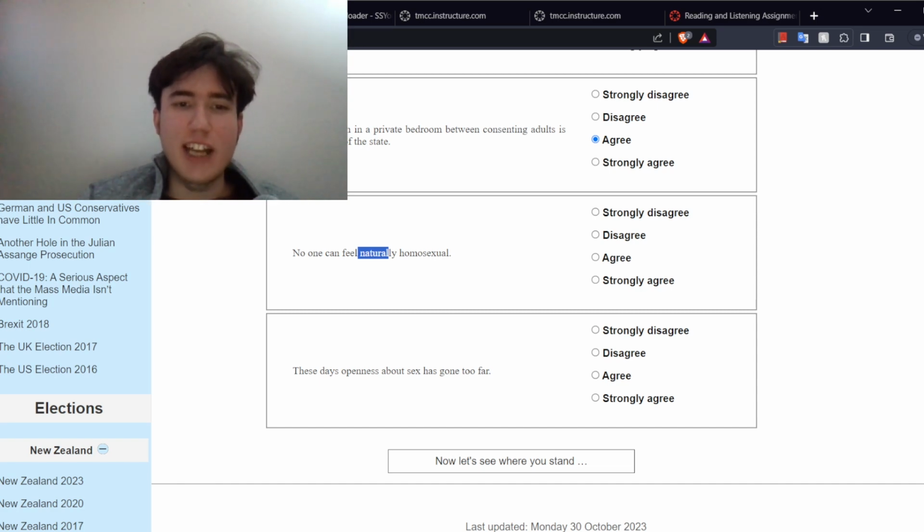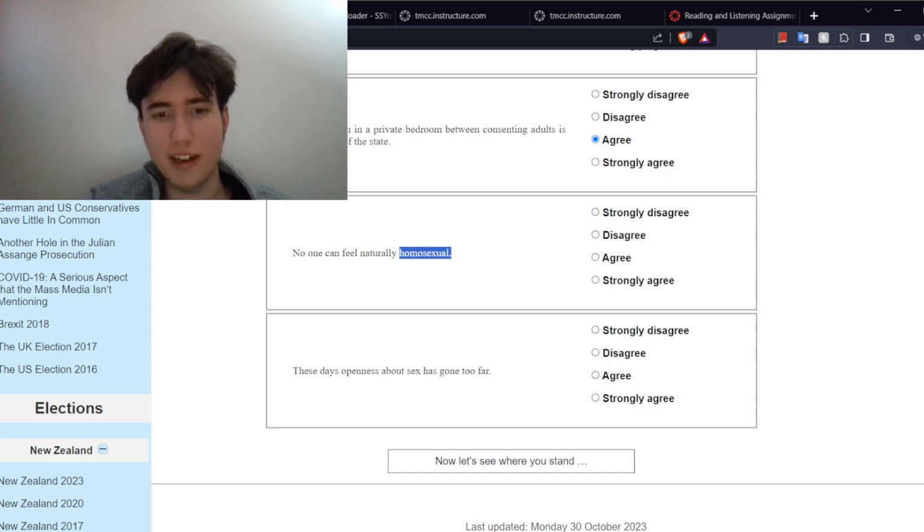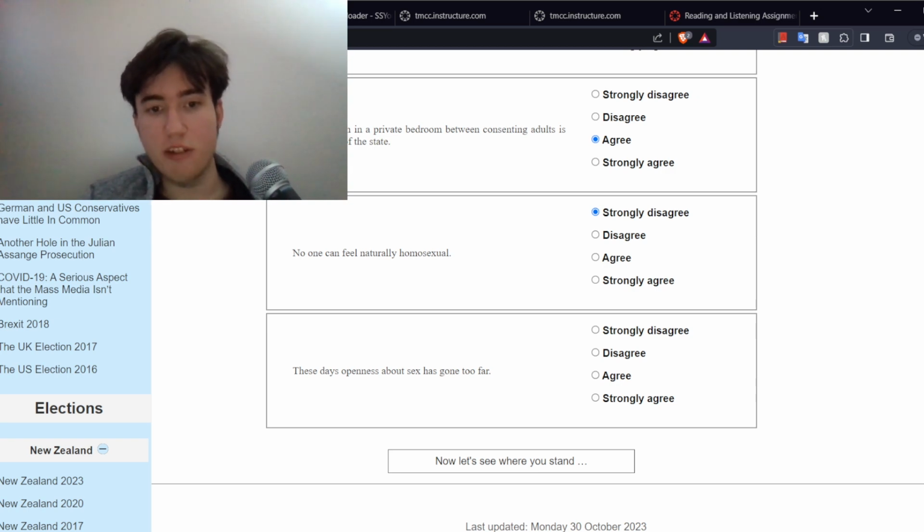No one can feel naturally homosexual. I mean, we all recognize that people can feel homosexual, but whether it's natural, because I feel homosexual quite often, but is it natural? I guess everything is natural because we are animals of nature. So I would strongly disagree with that. These days, openness about sex has gone too far. It has not gone far enough. I'll strongly disagree with that.